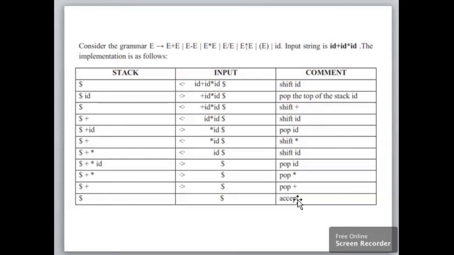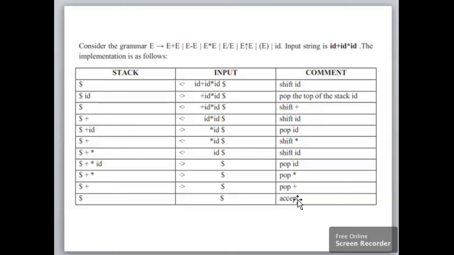So this is how we need to perform the operator precedence parsing algorithm. If I conclude the operator precedence parsing algorithm, what we need to remember first and foremost is that a grammar should be an operator grammar, meaning the right hand side of the production should not have an epsilon. At the same time, it should not have any two adjacent non-terminals.